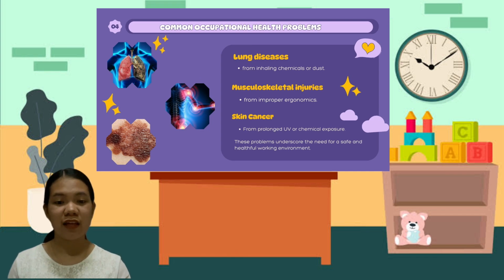Employers must identify hazards, provide protective measures, and educate workers about risk. On the other hand, workers must also follow safety guidelines and report unsafe conditions. By understanding these issues and working together, we can reduce risk and ensure that workplaces support the well-being of employees, helping them stay healthy and productive. A safe workplace isn't just a legal requirement, it is a moral responsibility.